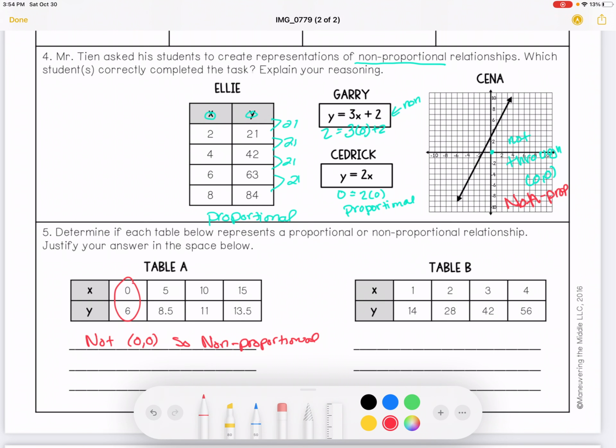All right, in table B, we can see that the change here is 14 and the change here is 1. So if I go down to 0, does my y equal 0 or not? So if I go up here, my change is still 14. So I need to go down 14 here. 14 minus 14 would give me 0. So it goes through 0, 0. So proportional. All right. I think you guys can now figure that out.